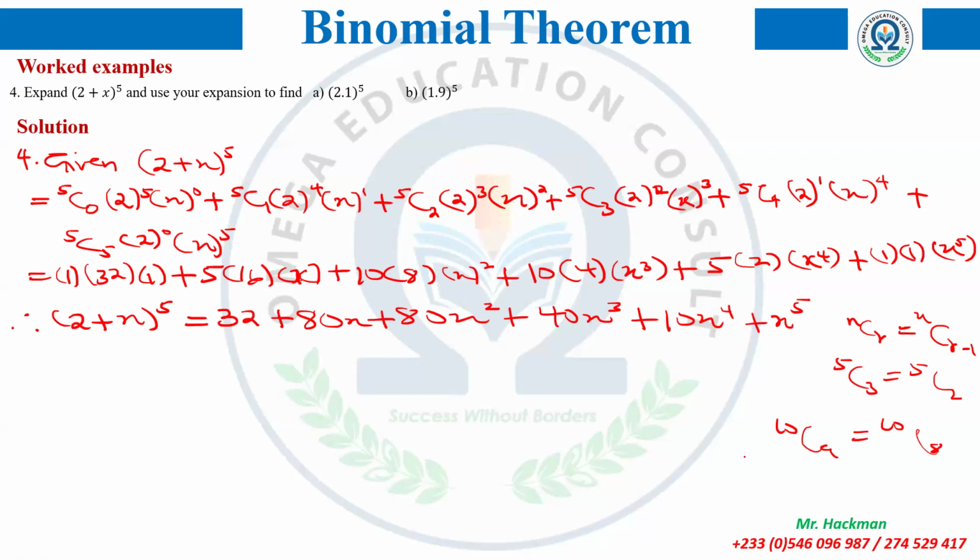Or I can also say that 10 combination 8 will be equal to 10 combination 7. You get the point? Okay, Prof. Aduma. Mr. Hackman, please, if I understand what you're saying, it means that 5 combination 2 should be equal to 5 combination 1.